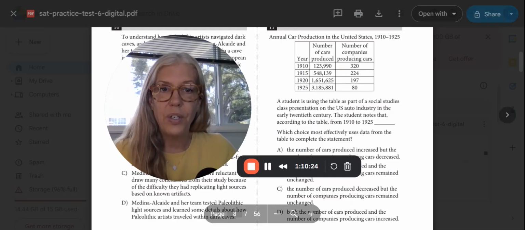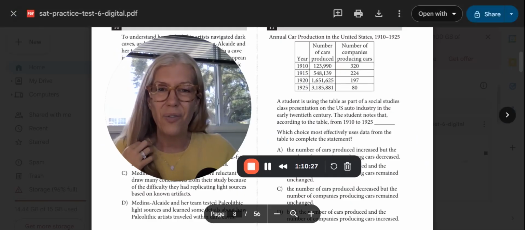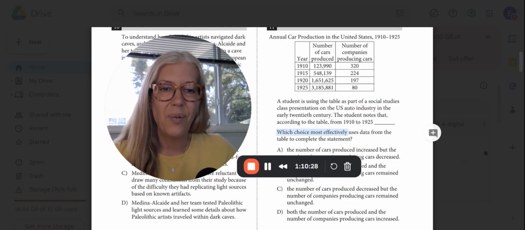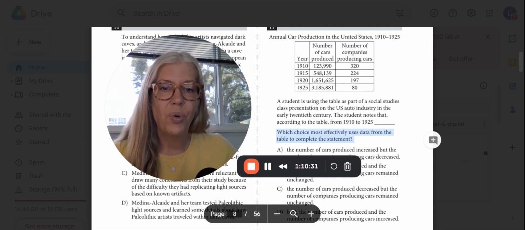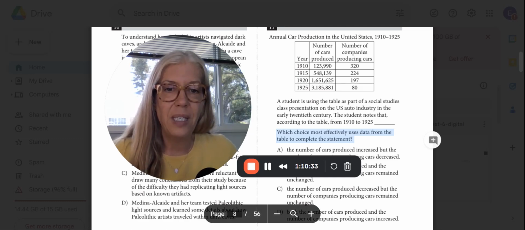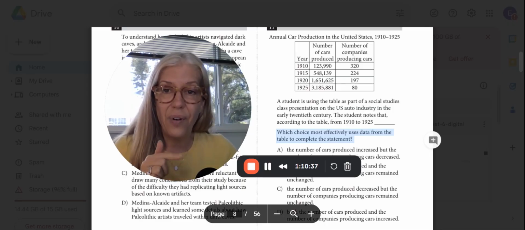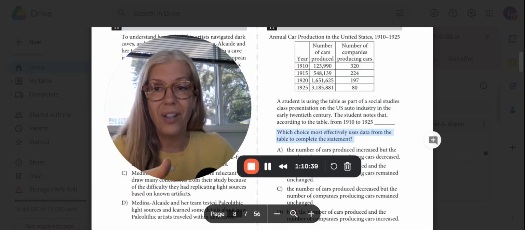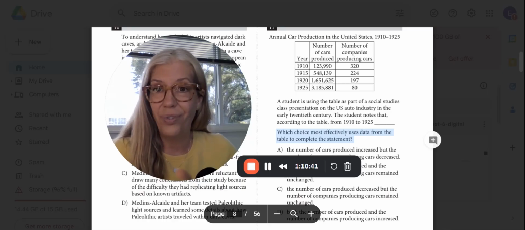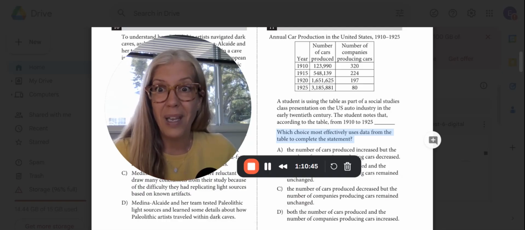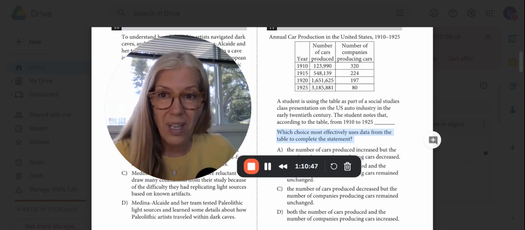So many kids want to just come up here and look at the table to get an idea of what they're looking at. Let's not do that. Let's stay with looking at the question. Which choice most effectively uses data from the table to complete the statement? When they tell you you're using data from the table to complete the statement, they're telling you this is a main idea question too. So it's just like that one that we just completed about dark caves. It's a main idea question. What is it mostly about?